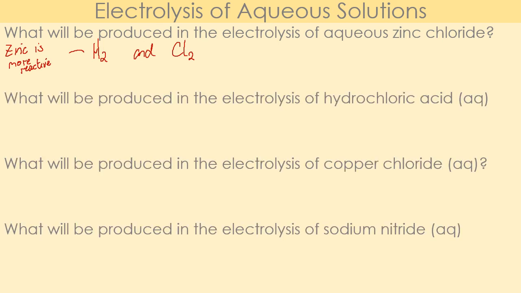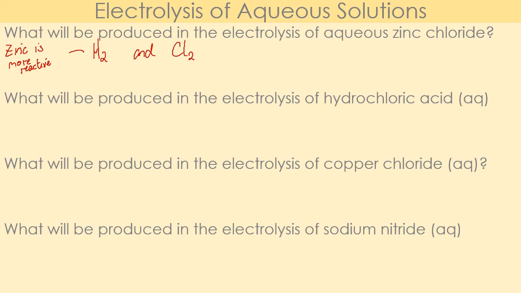Now there are 3 there for you to try and complete. Work out what the ions are first, and then work out what's going to be produced. So pause the video and give it a go. You should now only be watching if you are ready to see the answers.